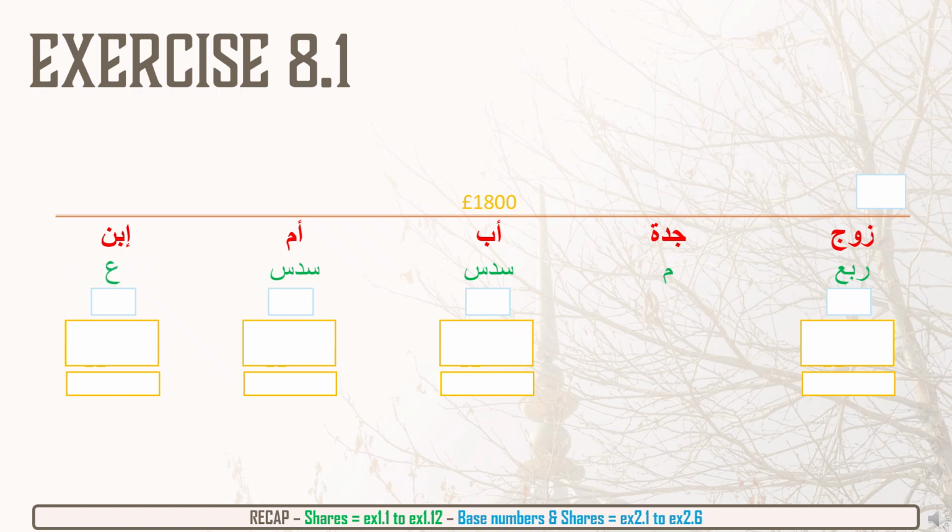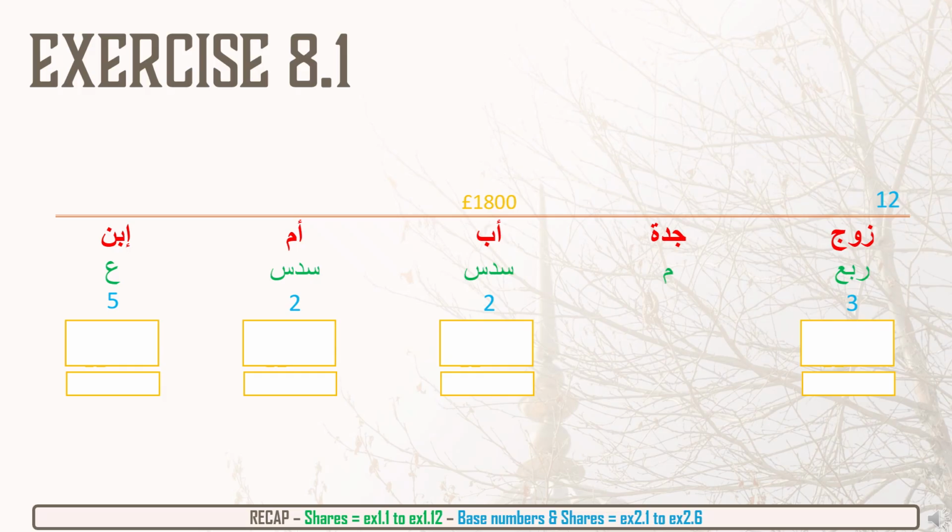Next, we have to choose a base number. So we need the LCM of 4 and 6. And the LCM of 4 and 6 is 12. Therefore, the base number will be 12. A quarter of 12 for the husband is 3. A sixth of 12 for the father is 2. For the mother is also 2. And the remaining 5 shares will be given to the son. So that's all the inheritance questions complete like we normally do.